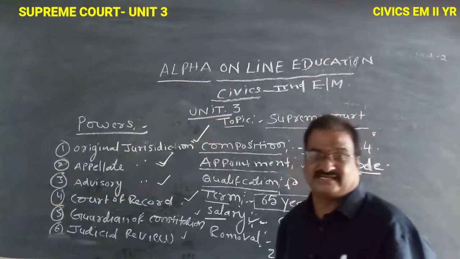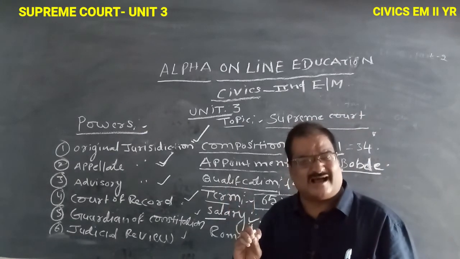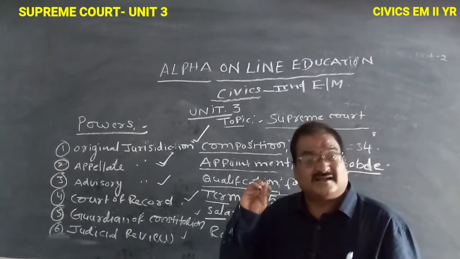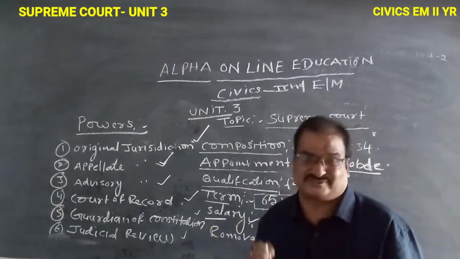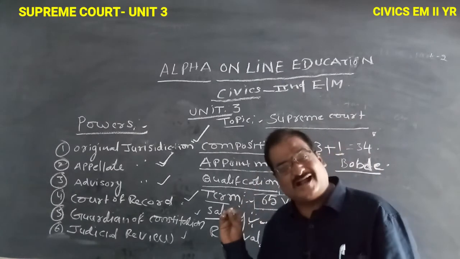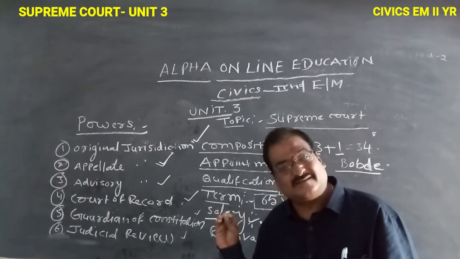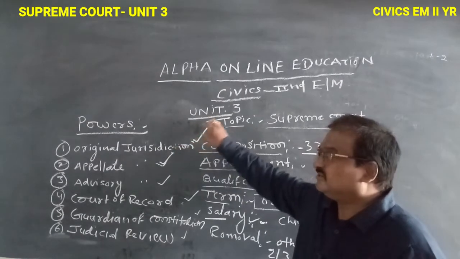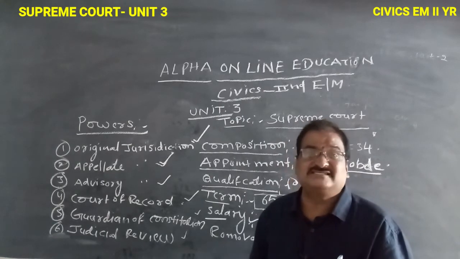Appellate jurisdiction. Here, if you are not satisfied with the judgment of lower courts in a civil case or criminal case, at that time you go to the Supreme Court, and the Supreme Court takes your petition. That petition is appellate jurisdiction. And then the third one is advisory functions.